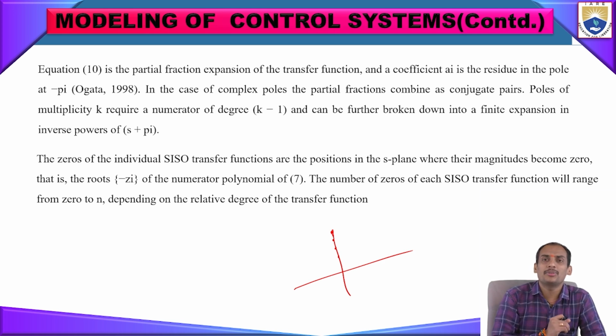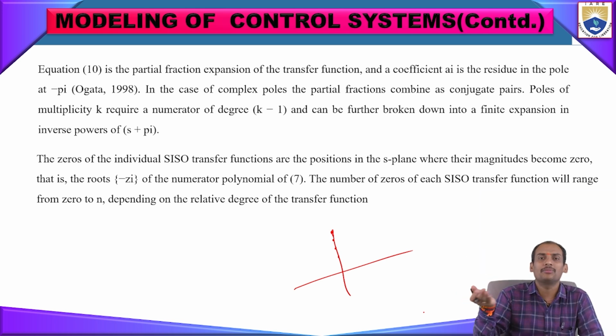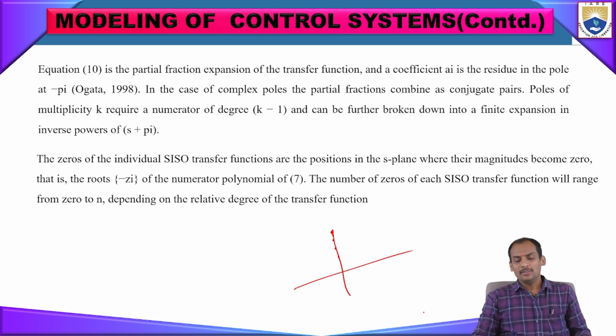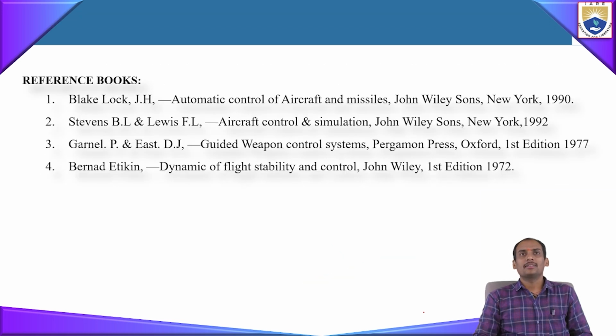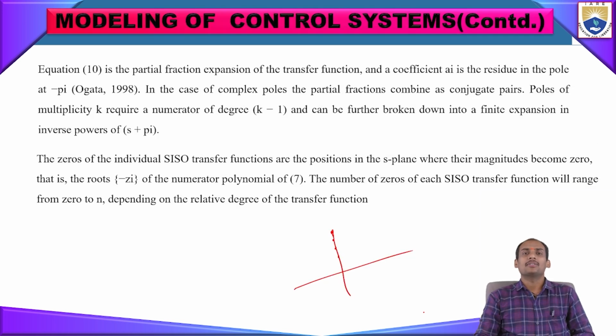So the transfer function will range from 0 to n. If the order of the transfer function changes from 0 to n, then the number of zeros also will change from 0 to n. So this is about the transfer function, and how the transfer function will be designed for a control system.